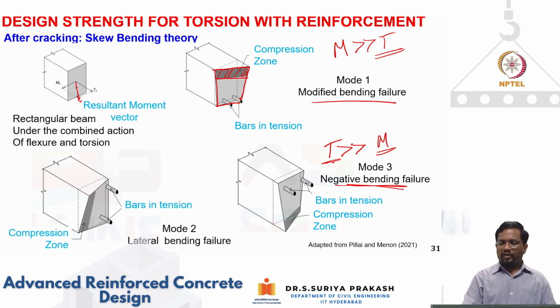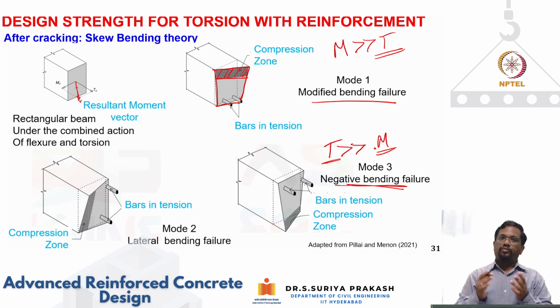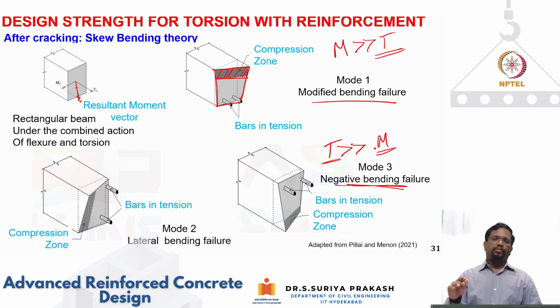Now, when you have a torsion which is much, much larger than bending, what will happen? At the top also you'll have tension. So I have to account for that in my design. That is what the code is going to say, ME1 and ME2, which we will talk about. Now this is mode 3 failure. In fact, some of our provisions are from skew bending theory.